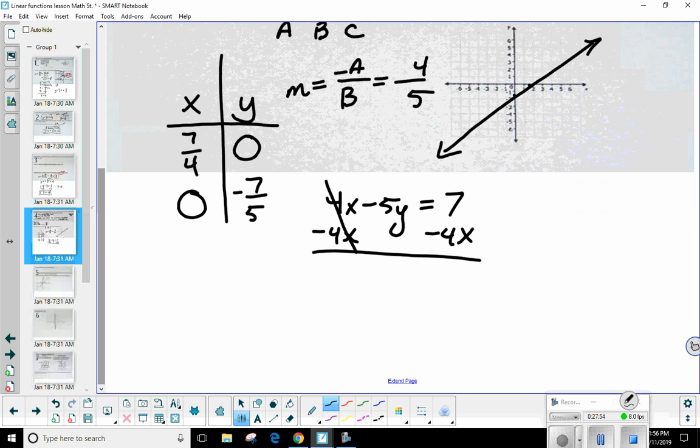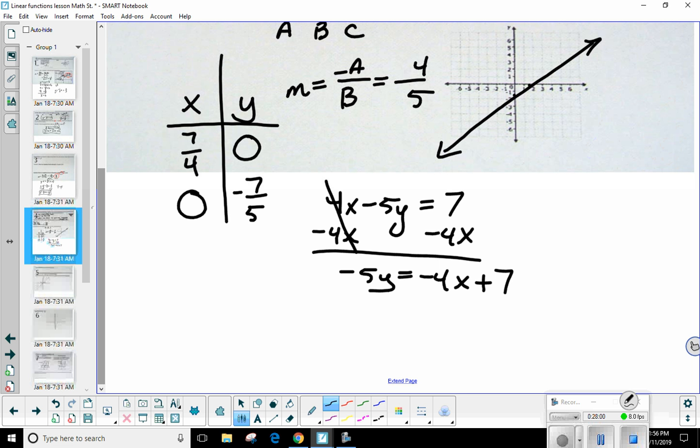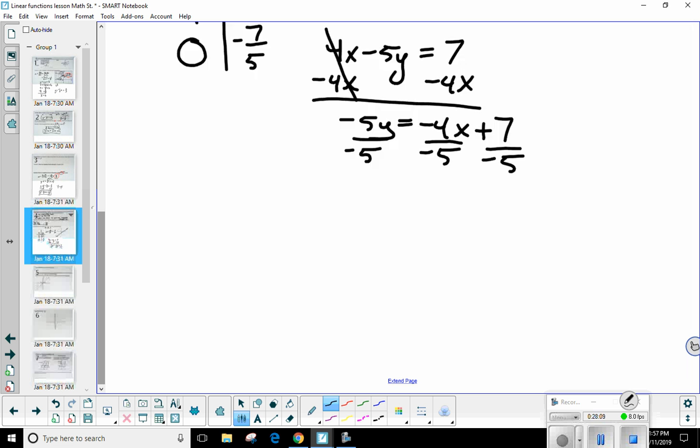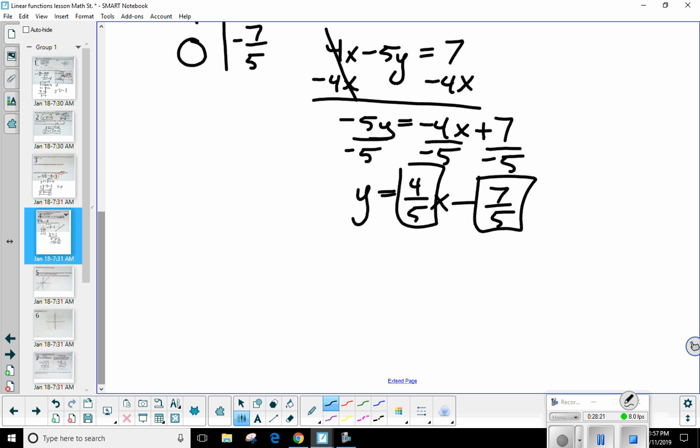Those opposites cancel. Remember, the negative drops with that 5y. They're not like terms, so the best I could do is just write them side by side. And then now what? Divide by negative 5. Okay. So we've got y equals, there's the 4/5 that we got for the slope, minus, because we have a positive divided by a negative, 7/5, and we know that's the y-intercept. Okay. There you go. And see, that's kind of the point.